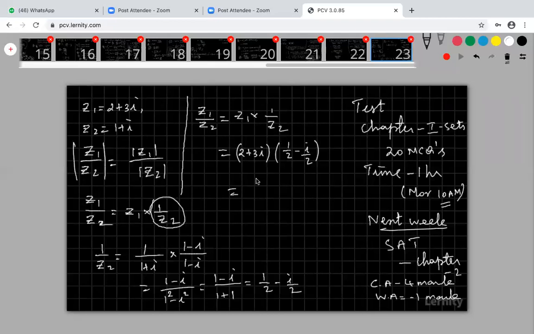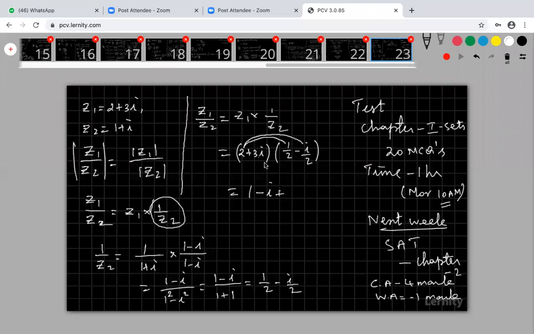Multiply 2 into 1 by 2, that is 1. I can write it shortly: 2 into 1 by 2, 2 into i by 2. I am just multiplying 2 into 1 by 2 and 2 into i by 2. Okay, I will get 1 minus i, right?